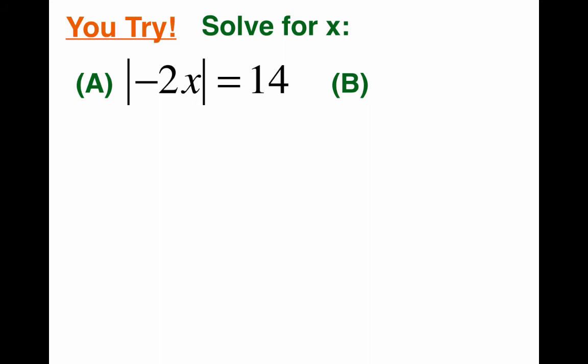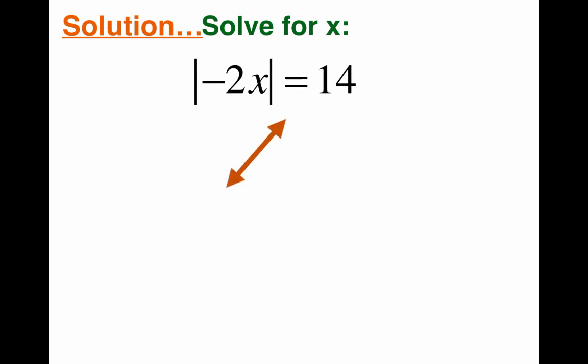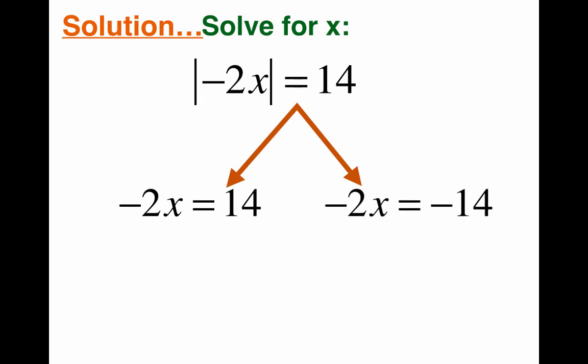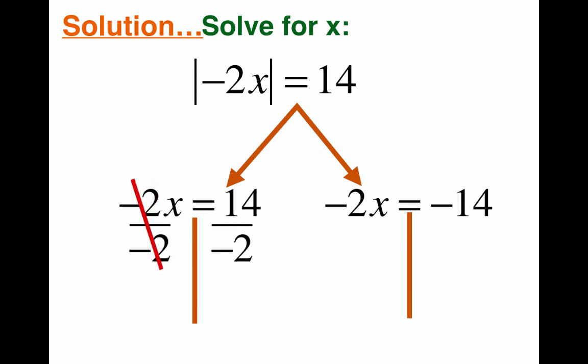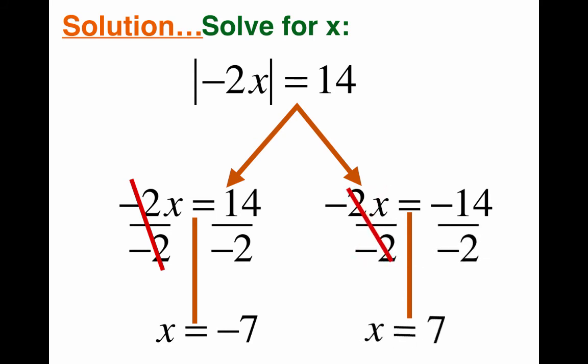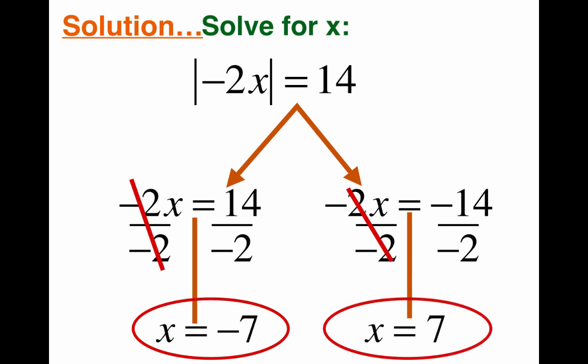All right, you ready to check your answer? Let's see. We're going to split this up. We're going to get two solutions. Either the negative 2x is equal to 14, or the negative 2x is equal to negative 14. Put a line down the middle on both and divide those negative 2's away. So we're going to get x is equal to negative 7. And if we divide the negative 2 away over here, we're going to get x is equal to positive 7. So our two solutions are negative 7 and positive 7.